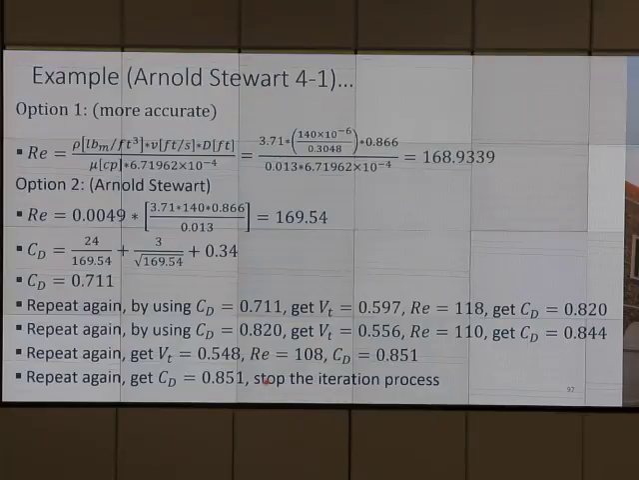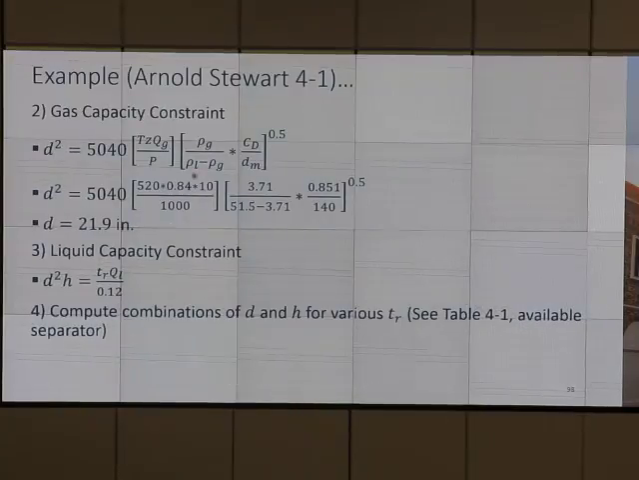Just use the chart, it's already included. If you don't use the chart, you have to iterate like this. Once you get C sub D, put it inside, then calculate the diameter, okay? And for liquid capacity, use that 3-minute thing, then you can get the height.